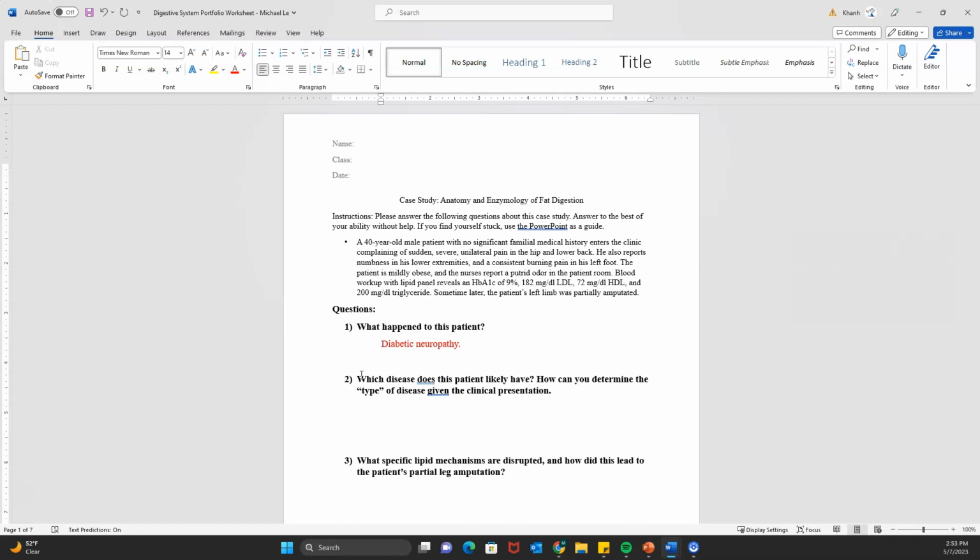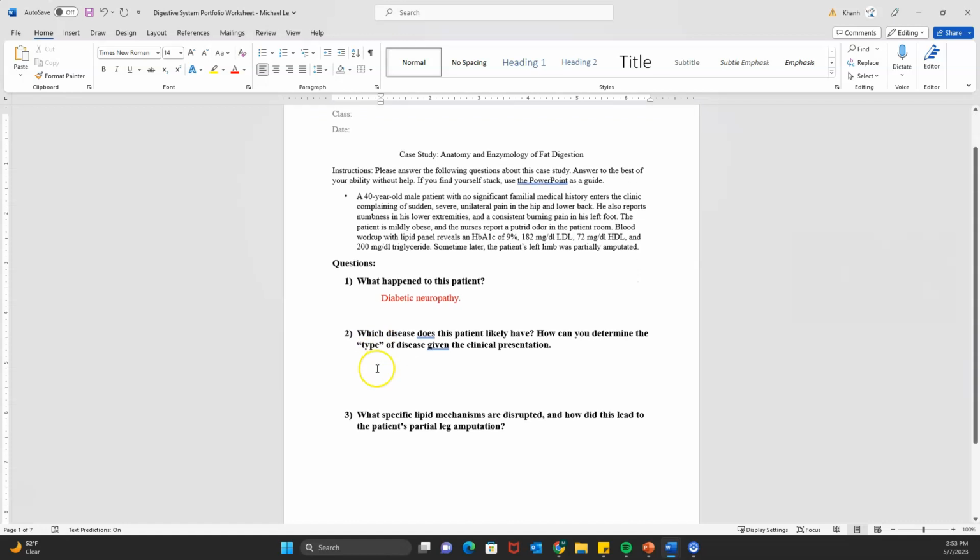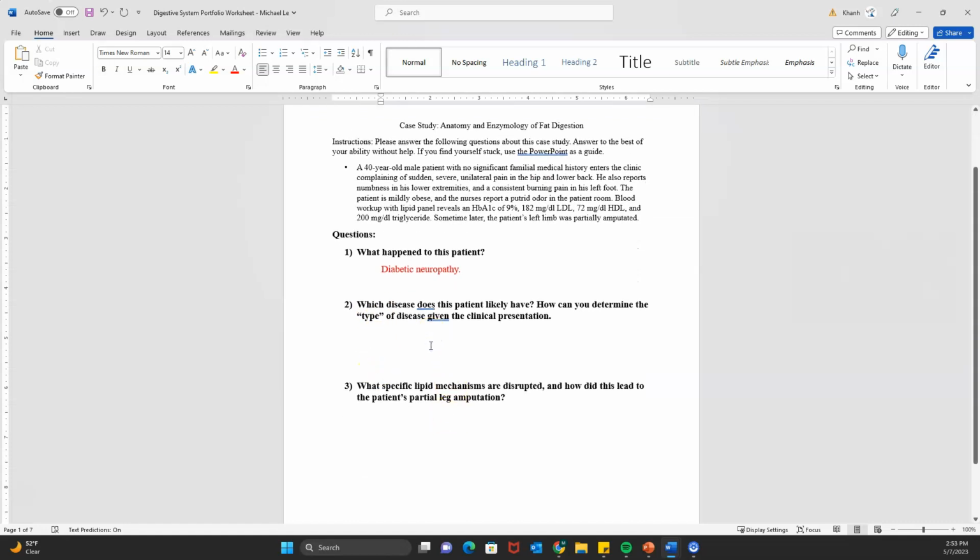High blood glucose is associated with high blood pressure, high blood cholesterol, and of course, the disease that we are going to talk about in the next question. So, which disease does this patient likely have? And how can you determine the type of disease given the clinical presentation? This patient likely has type 2 diabetes. This is indicated by the lipid panel.